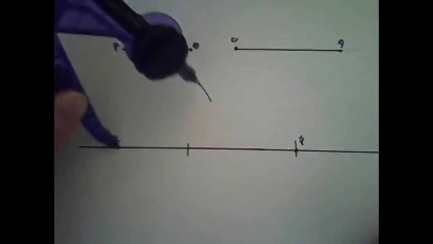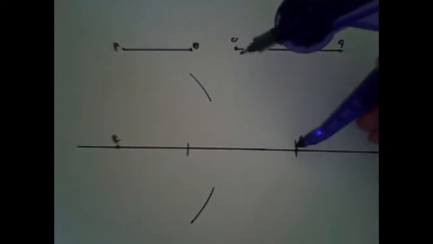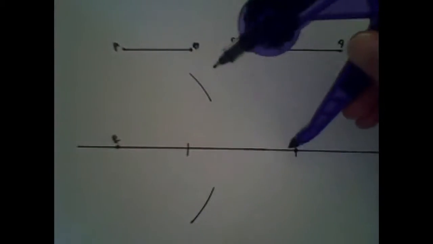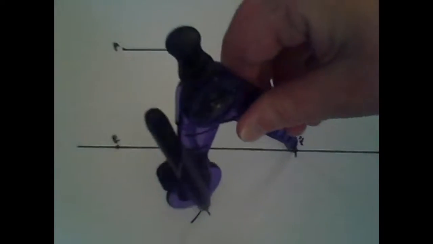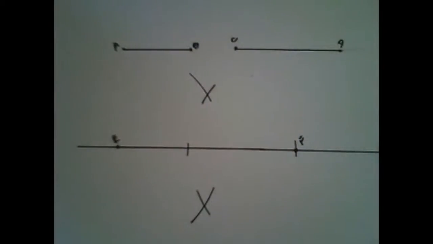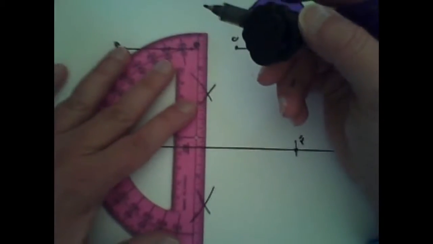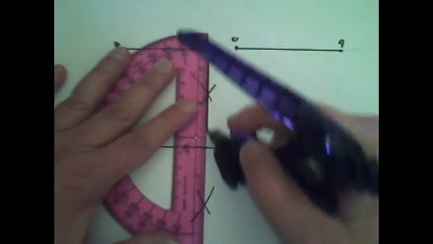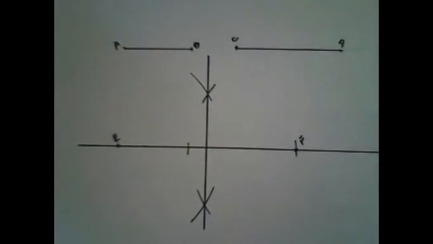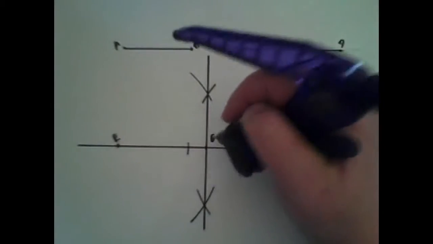I'll make an arc above and an arc below, and without changing the compass setting, I will put the point of the compass on F, make an arc above and an arc below. And now I have 2 more intersections. I'm going to connect those intersections up, and I will have a line segment that intersects line segment EF. I'm going to call this point G.